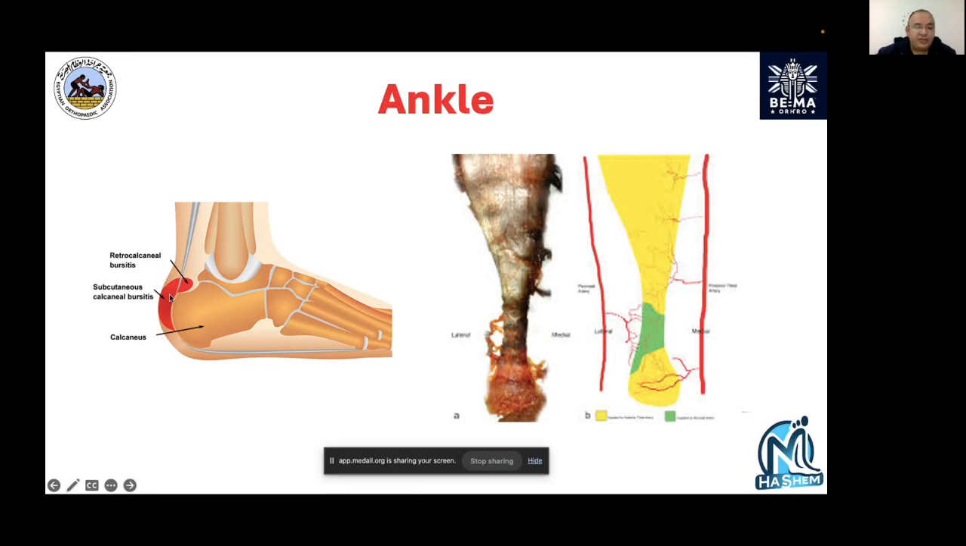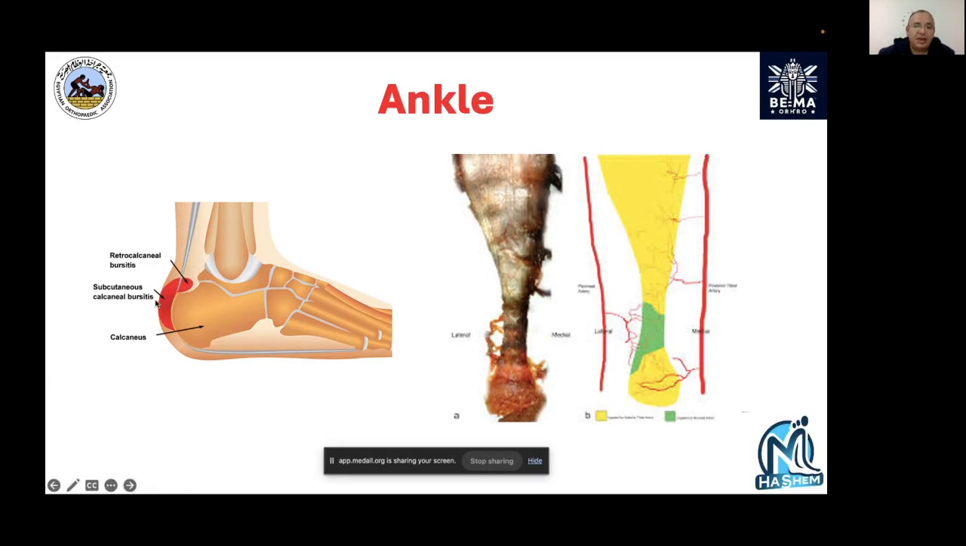If you look at the insertion of the Achilles, you have a retrocalcaneal bursa, which is protecting the Achilles from rubbing against the posterior process of the calcaneum, the posterior tuberosity of the calcaneum. And this is where it gets inflamed with Haglund deformity, which is an abnormal prominence of this tuberosity. Then you have the subcutaneous calcaneal bursa, which you tend to rest on while you're sleeping. When you're sleeping, the subcutaneous calcaneal bursa is very important because it protects your heel from ulcerating. So you have a subcutaneous calcaneal bursa and you have a retrocalcaneal bursa.